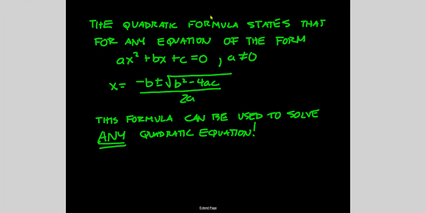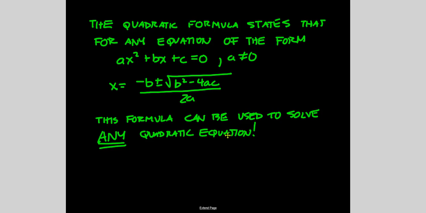So the quadratic formula states that for any equation of the form ax squared plus bx plus c equals 0, a not being equal to 0, x equals negative b plus or minus the square root of b squared minus 4ac, all over 2a. So this formula can be used to solve any quadratic equation.